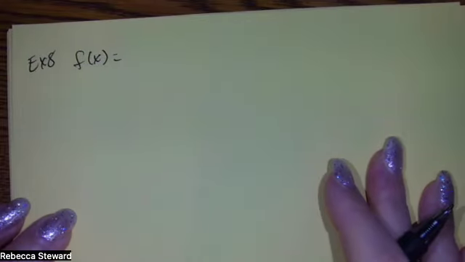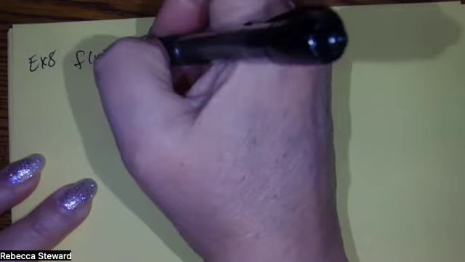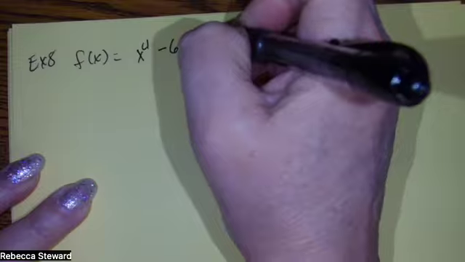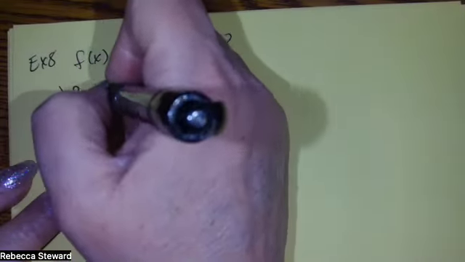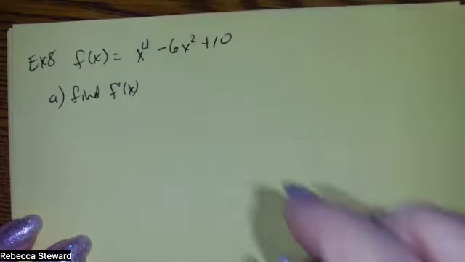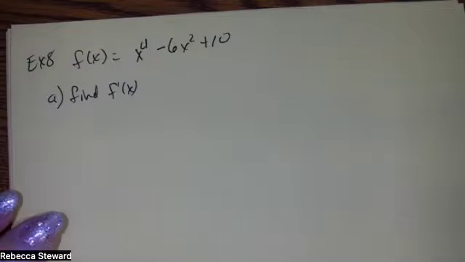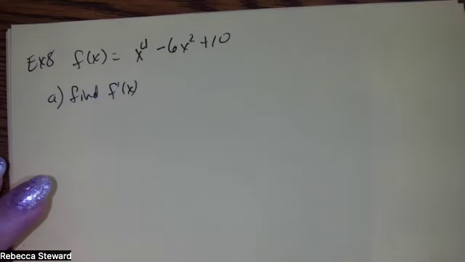All right, so for example 8, we are given the function f of x equals x to the 4th minus 6x squared plus 10. So for part A, we are going to find f prime of x. So we're looking for the derivative.